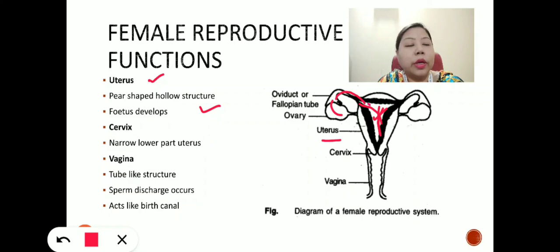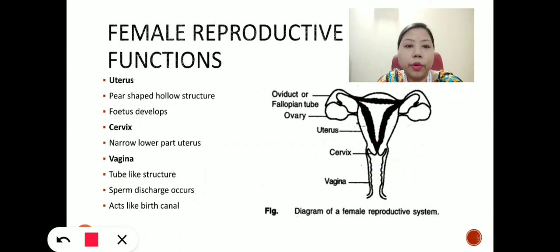So in the embryonic stage, the embryo will come and get implanted on the sides of the uterus, and in the meantime the uterus will also prepare itself to receive the embryo. So the main function of the uterus is to help in the development of the fetus. And here is the cervix. It is a narrow lower part of the uterus.